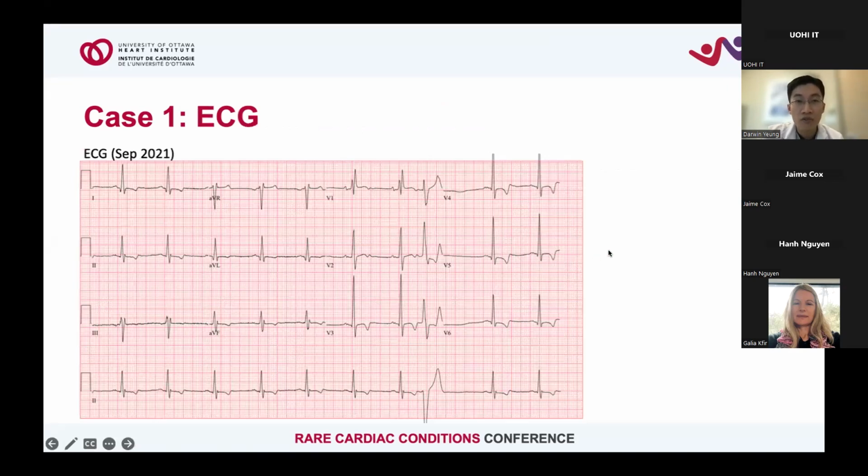His ECG at the time of our clinic assessment, the marked abnormality are these prominent T-wave inversions in the anterolateral leads. And when we see this, this often, again, provides a hint of possible apical HCM.